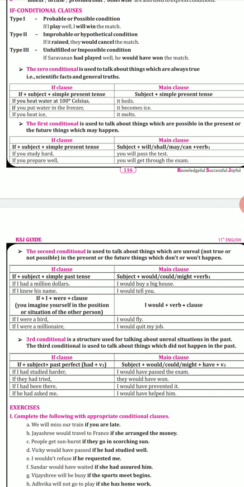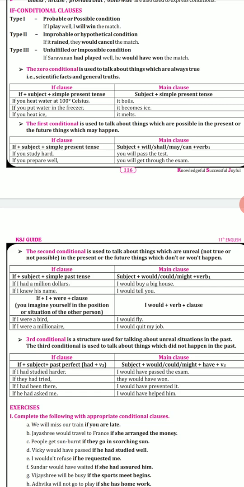So, first one, probable or possible condition. So in the subordinate clause there will be simple present tense, and also in the main clause there will be simple future tense. In second type, that means improbable condition or hypothetical condition, the subordinate clause should be in simple past tense, and also in the main clause there will be simple future tense, but that should be in past form, especially would with a present tense verb.